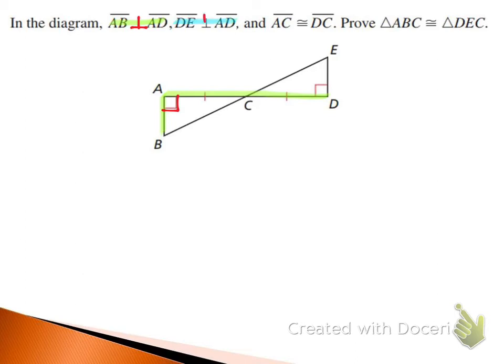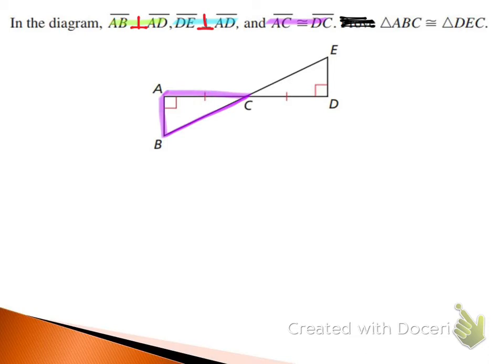Then it says DE is perpendicular to AD. Do we agree? Do they intersect to form a right angle? They sure do. And then last, it says AC is congruent to DC. Do we agree? Yes. So all the information is there. It says prove. We're going to cross that out because that means something in geometry that we do not want to do right now. We're not proving. All we're going to do is decide what makes these triangles congruent.